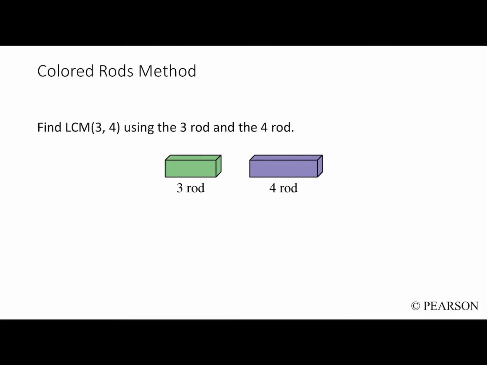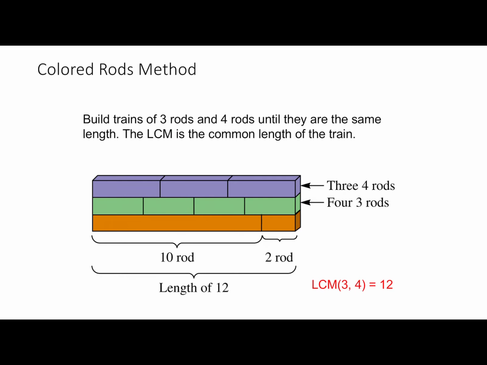We can pull out the rods to help illustrate the least common multiple. So now I'm looking for the smallest rod that I can build from the 3 rods and also from the 4 rods. So here, if I use 4 3 rods, I get 12, and if I use 3 4 rods, I get 12. And so that's going to be the smallest rod that can be built by both the 3 rods and the 4 rods.